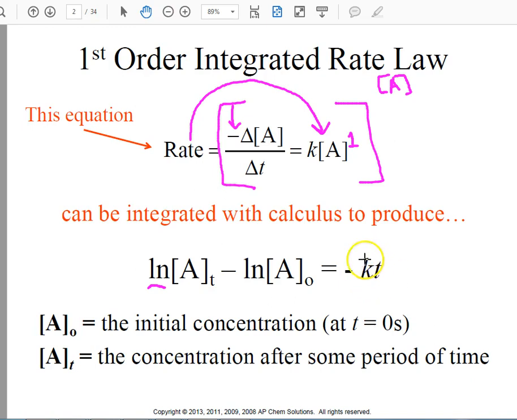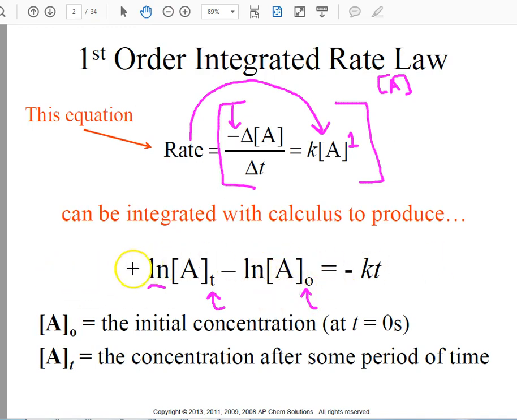So this little t here is not involved in the math. It's just telling you what this concentration is referring to. This is the concentration at some time. And this, again, this 0 is not involved in the math. It's just telling you this is the concentration at the beginning.